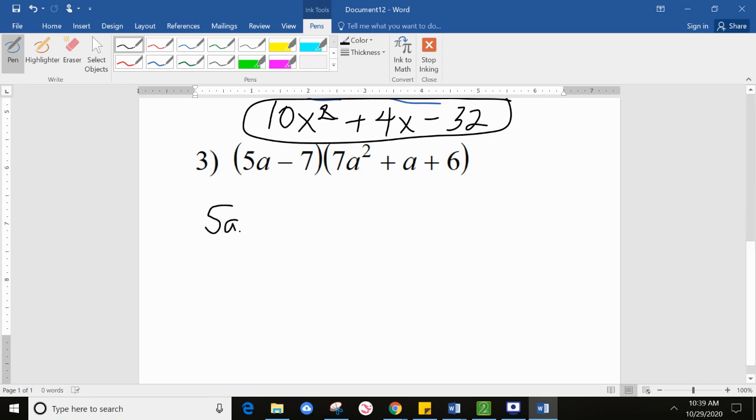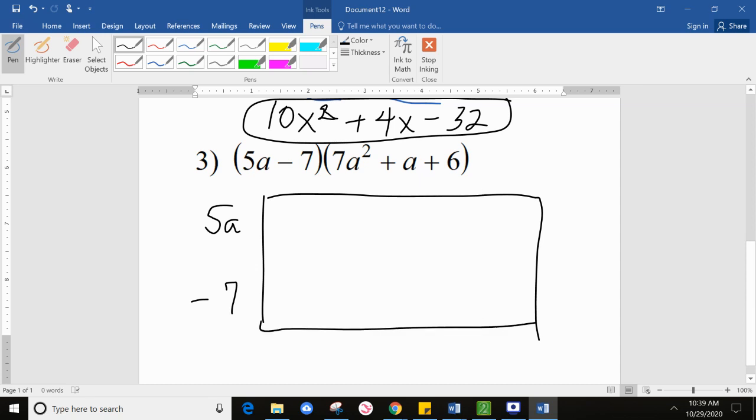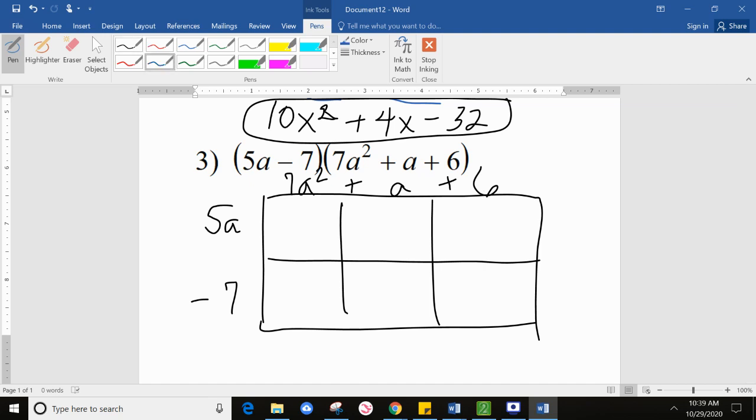Our first term here, we're going to do 5a minus 7. We're going to break it up. Then we're going to take our trinomial over here, and we're going to write its terms above the box. So 7a squared plus a plus 6. And we're going to section this off into a 2x3 grid, and we're going to multiply what's on the outside, put their product on the inside, and then see if we can combine anything. So 5a times 7a squared first. That would be 35. And a times a squared is a to the third. So we've done that one.